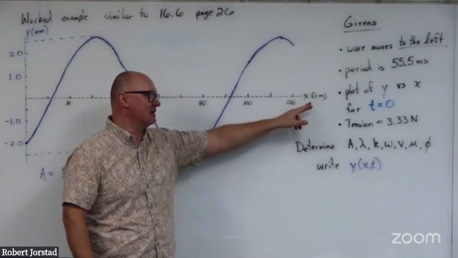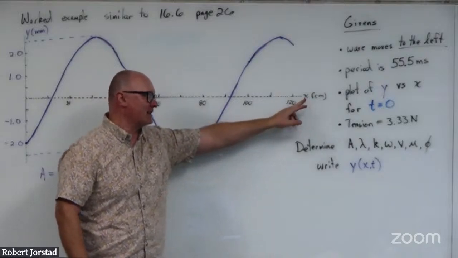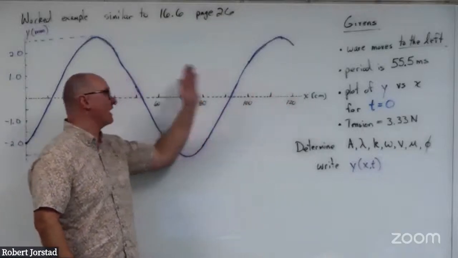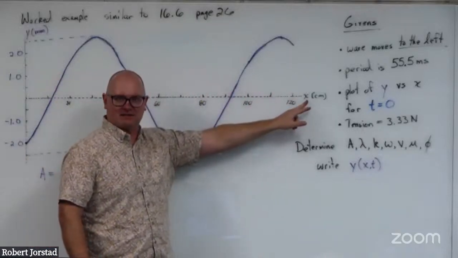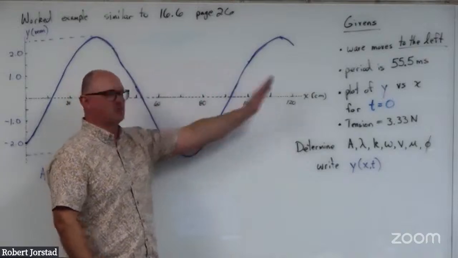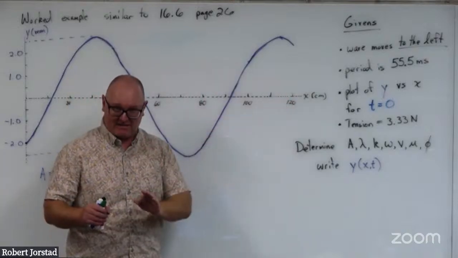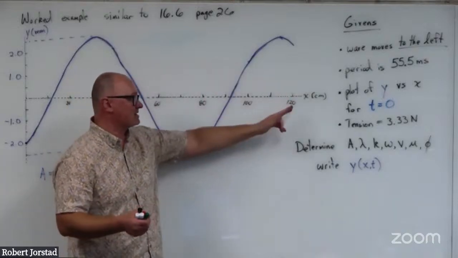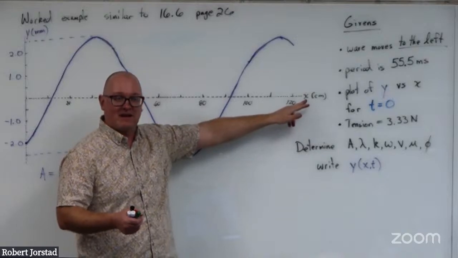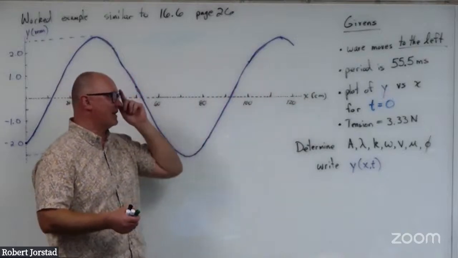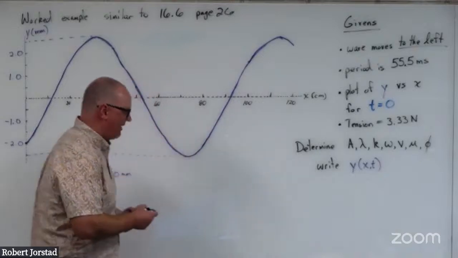So always look here. If we have X on this axis, you can get the wavelength from crest to crest. If T is on this axis, you can get the period from crest to crest. Got that? That's a sneaky thing I could do. I could mix this up on the test and put T here, and then you'd have to get the period from the graph, and the wavelength would have to be given. All right, let's get into it.